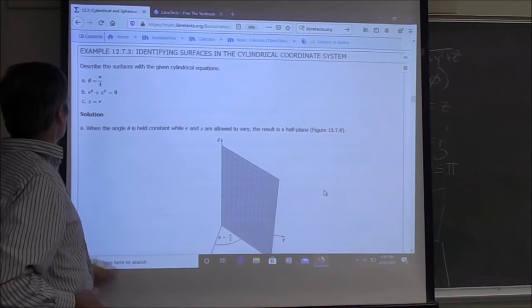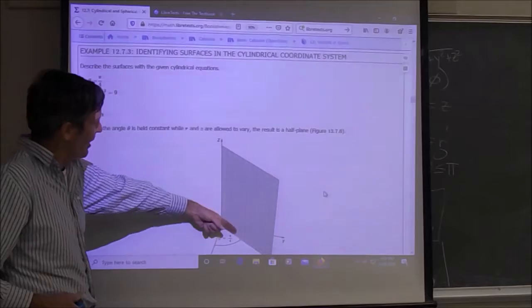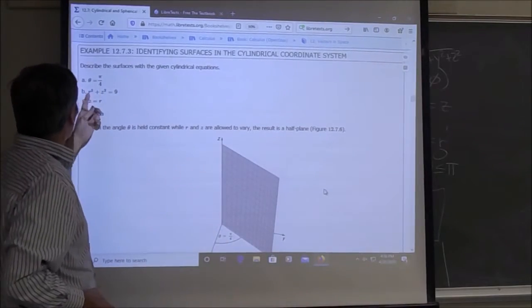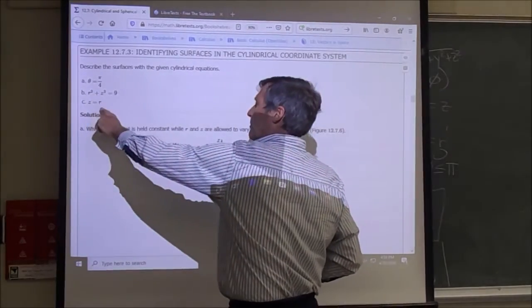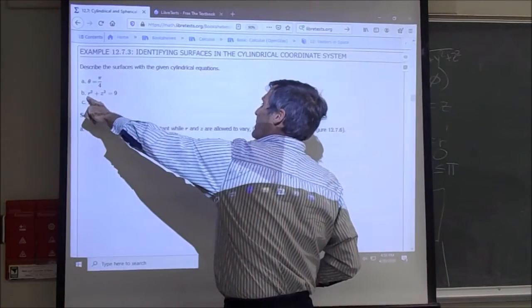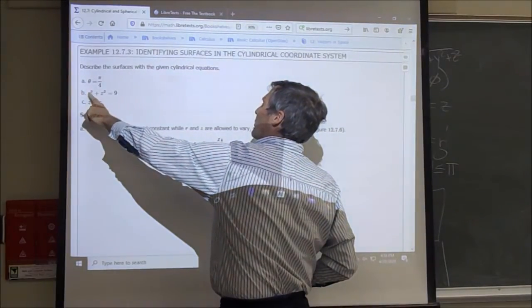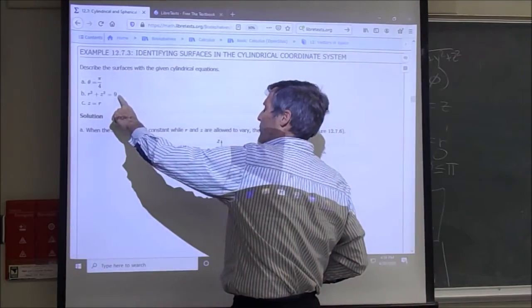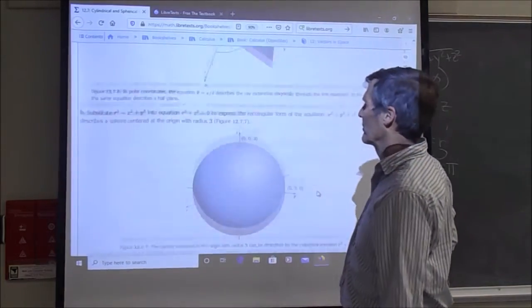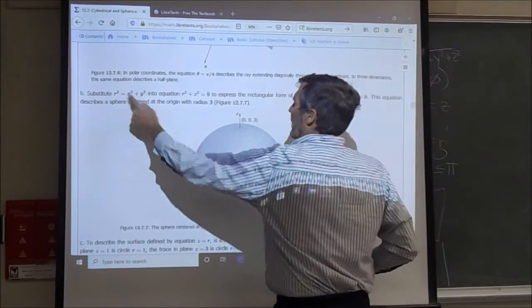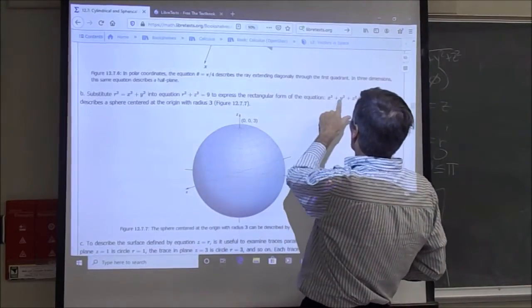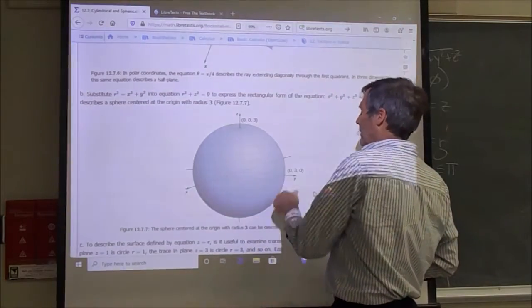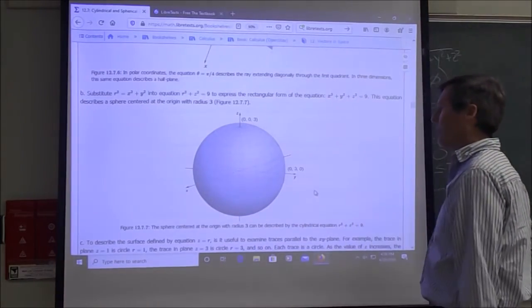Here are some things we want to sketch. Sketch theta equals pi over 4. Just turn to pi over 4 and draw a half plane. r squared plus z squared equals 9. A lot of these are easier if you convert them to rectangular. Just remember, r squared is x squared plus y squared, so this is x squared plus y squared plus z squared equals 9. Oh, it's a sphere of radius 3. Here it is down below, the sphere of radius 3 at the origin.